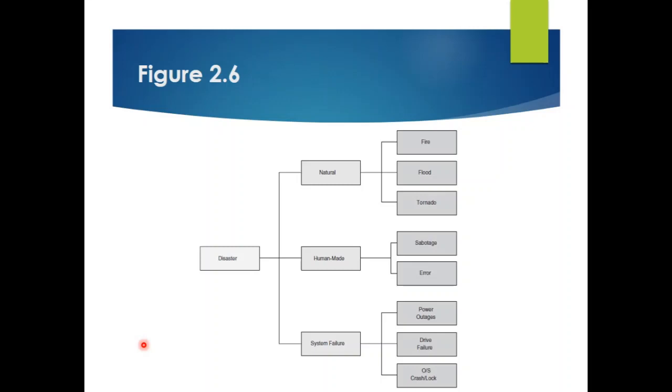So, as you can see here in Figure 2.6, there are 3 categories of disaster that can affect an organization's IT resources. So, you have natural, human-made, and system failure. So, kung yung natural, of course, fire, flood, tornado. Diba? Di mo na ito ma-stop yun. When we say human-made, mga sabotage sa system or mga errors. When we say system failure, mga outage, power outage, drive failure, OS crash, or na-lock. So, those are examples of your mga disasters that can affect your system.